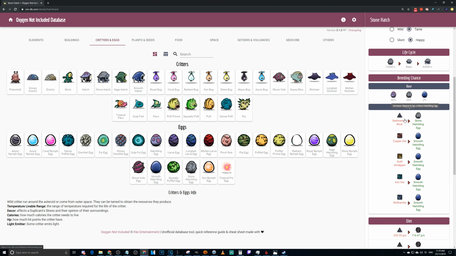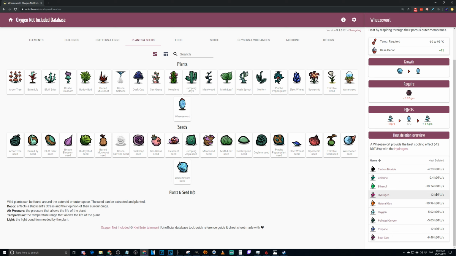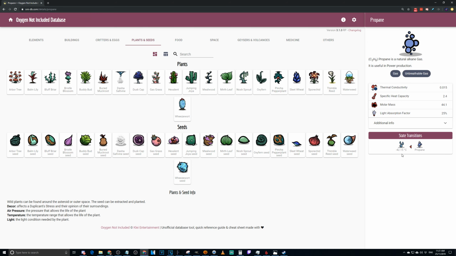Wheezewort, that was one that was updated. How much heat is deleted depends on the type of gas that you actually have your wheezewort in. So we can see hydrogen is definitely the best case here, but natural gas is not too bad. Propane is definitely good, even though propane's actually not in the game by default.